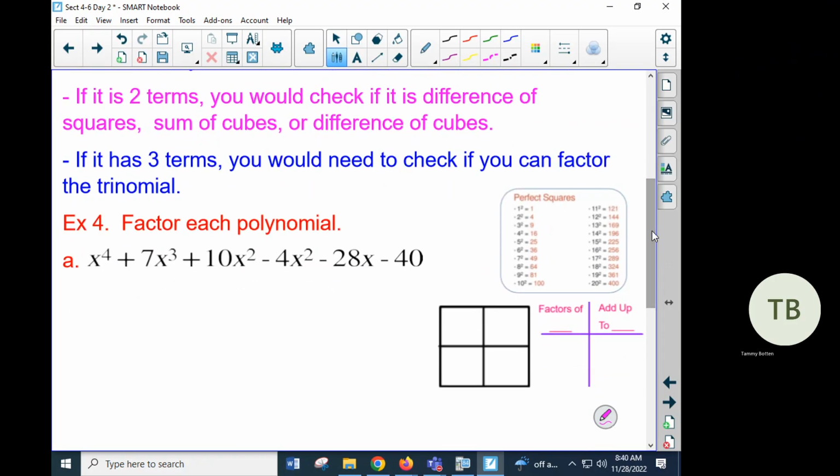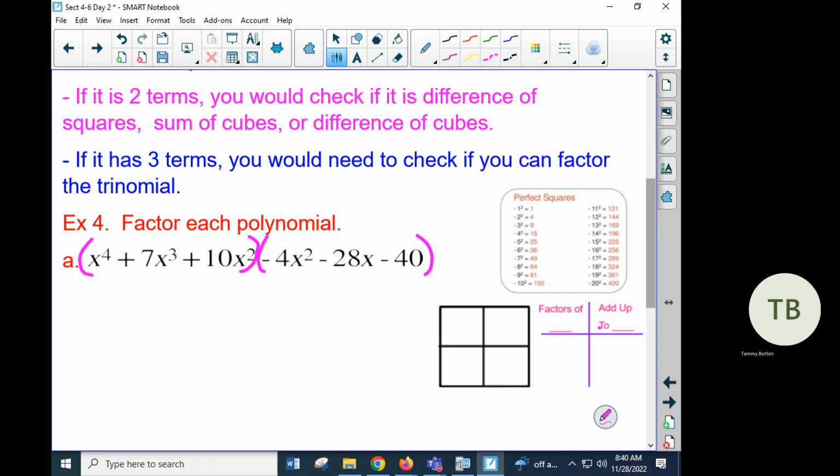So if it's 2 terms, you check, is this difference of squares, sum of cubes, or difference of cubes? If it's 3 terms, then you would check if you could use the box. Now, you guys are always going to have kind of a hint, because I do put these when you need them. So if you see a box in this, that means you can factor the trinomial, the one with 3 terms, more. Okay, so we are going to factor the first 3 and the second 3.